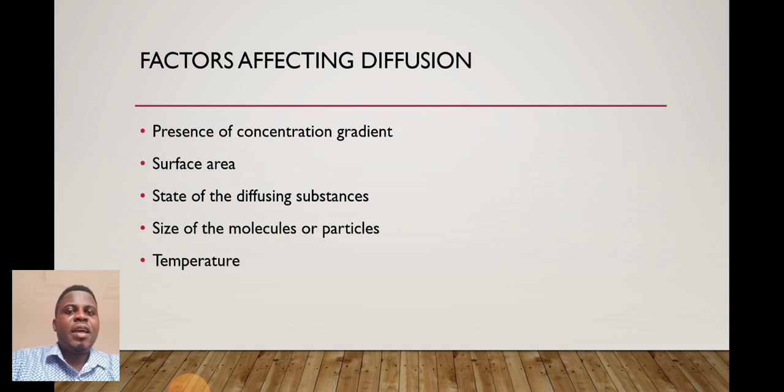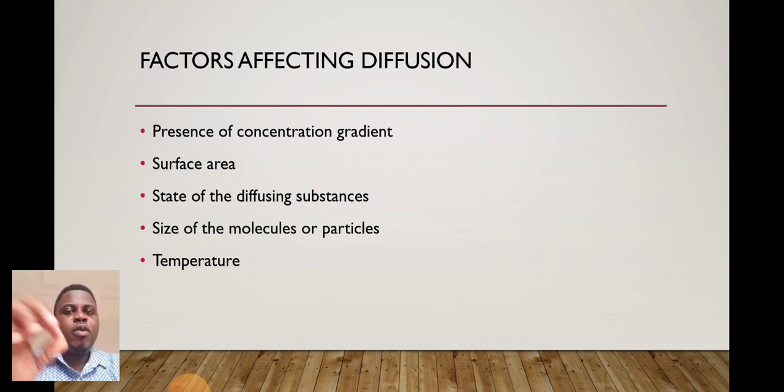The first factor that I have here is the presence of a concentration gradient. What this actually means is that there has to be a high concentration and a low concentration for diffusion to occur, because diffusion is the movement of molecules from higher concentration to lower concentration. Then we also have the surface area. Surface area also affects diffusion.